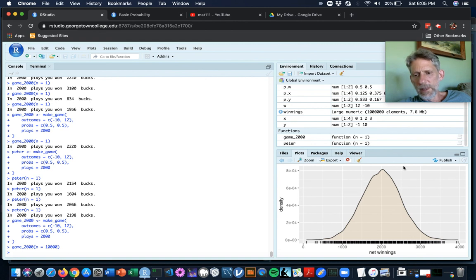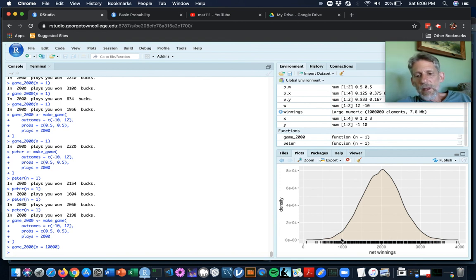Whoa. So instead of gradually building up the density curve, I've built one right away off of what's like 10,000 people, each one getting to play that 12 minus 10 game 2,000 times and getting their winnings. And you can see that people mostly got around 2,000 bucks. Sometimes they got a lot more, like 3,000 or more bucks, but not very often. There's very little area under the density curve past 3,000.